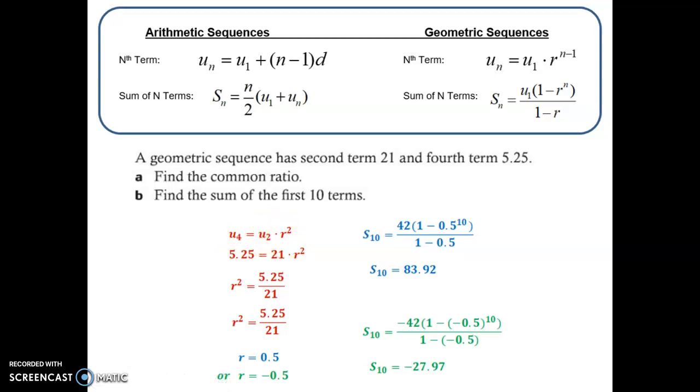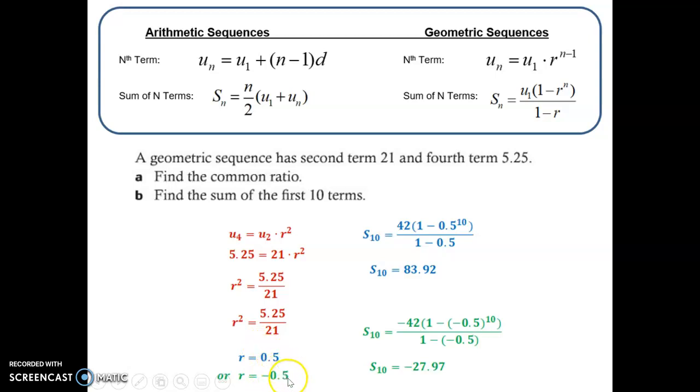Okay, so now substitute what we know. We know u4, we know u2, and then we can solve here for r. So first I divide it by 21. I have this. And then you take the square root of that to get 0.5. Now, one thing we should know here, and this is important in this question, is that whenever you're taking a square root and solving for a variable, you get a positive and a negative answer, because 0.5 squared will give you this, but also negative 0.5 squared will give you this, because negative times a negative is positive.